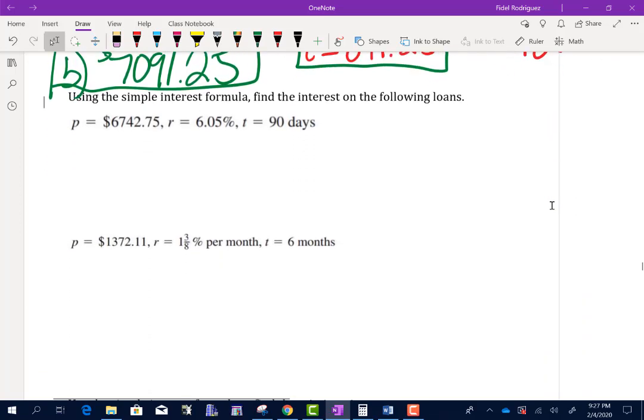All right. Okay, so now let's take a look at the next couple problems, guys. These problems here are just basic kind of plug and chug type problems. Okay, so I equals P times R times T. It says, using the simple interest formula, find the interest on the following loans. I'm only looking for the interest here, okay? So it gives me all the pieces that I need.